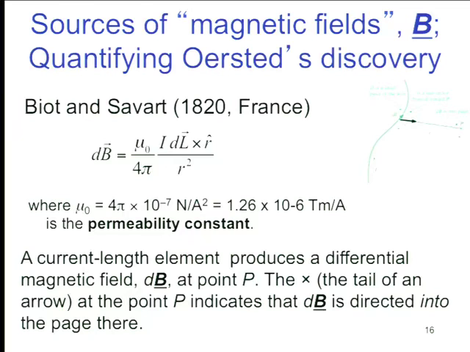Same story here. This is causing this field into the blackboard. The current is going now downward. You point the fingers in the direction of the current. The field is into the blackboard. I turn it in the direction of the field, and my thumb now points in the direction of that force. That's what we have. It takes a little practice, but you can get it.